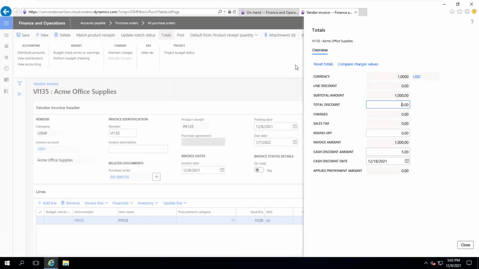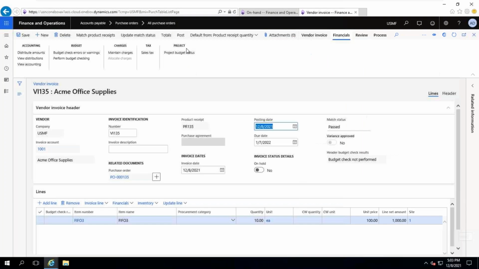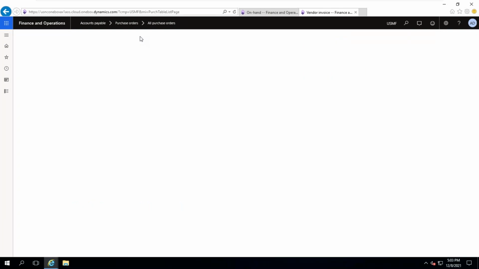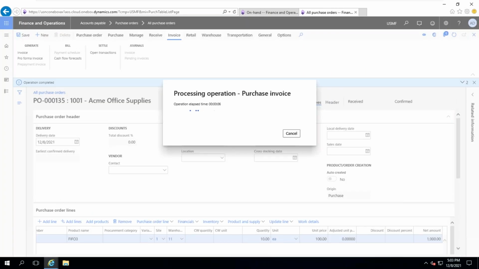They will click on totals and verify the total amount. There are no discounts, no charges, no taxes. If applicable, then it will be applicable. The total amount is $1,000 US. Everything is correct and they will proceed and post the transaction. If there are any deviations, you will understand about them in coming sessions, in a couple of days.